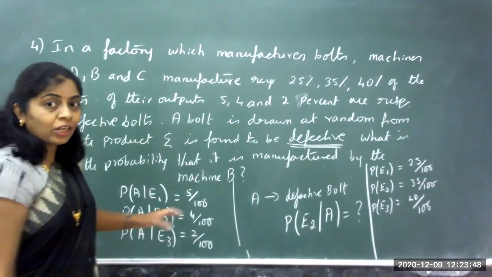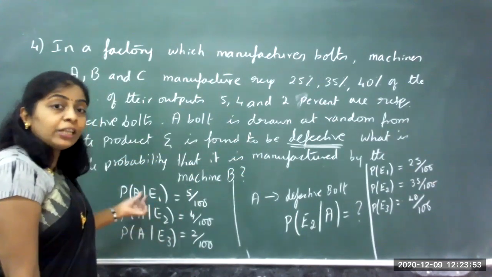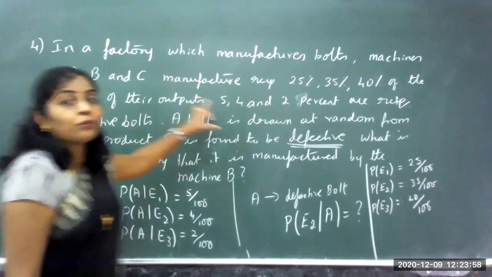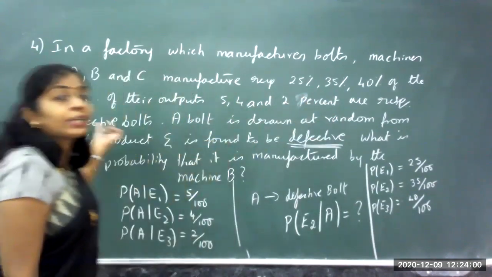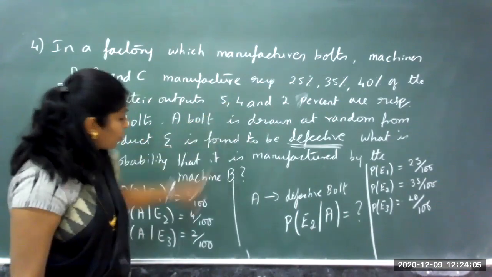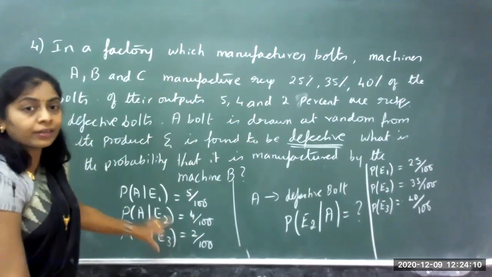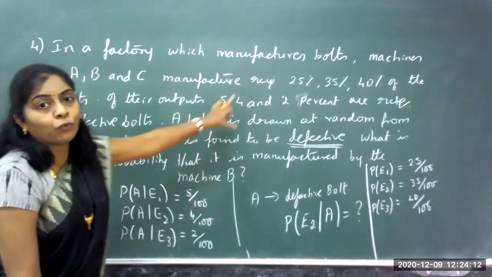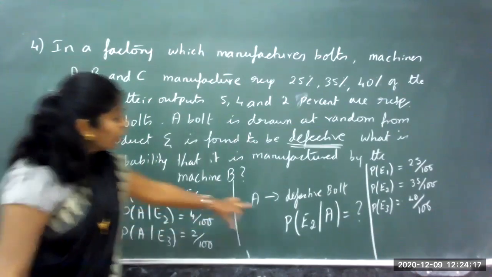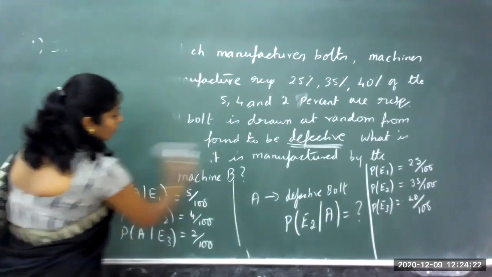So we have the probability of all the three machines, and we have the probability of getting a defective bolt from each machine, which is already given in the data. 5, 4, 2% are respectively the defective bolts. So choosing the defective bolt from machine 1 is 5/100, from machine 2 is 4/100, and from machine 3 is 2/100. Now use Bayes' theorem to obtain this. So the data are written below.